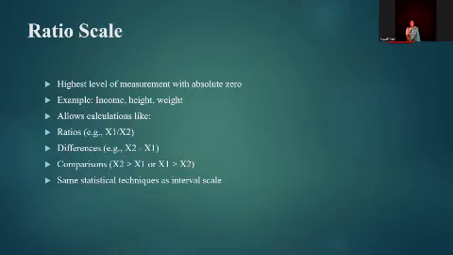Here is ratio scale, the most advanced scale. It has order, meaningful differences, and a true zero. Examples include income, weight, and height. Techniques are everything from the interval scale plus ratio and percentage changes. Choosing the right measurement scale is crucial because it determines which statistical methods you can apply and how you interpret results.